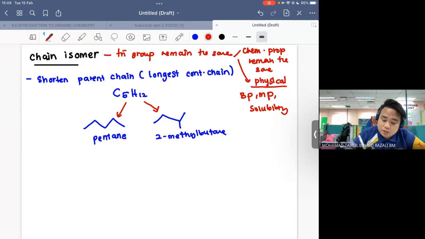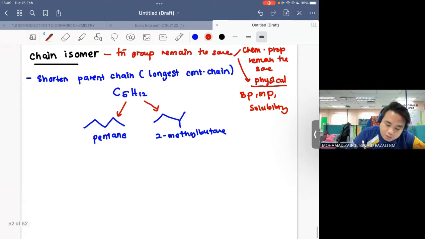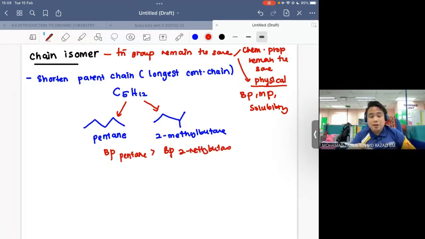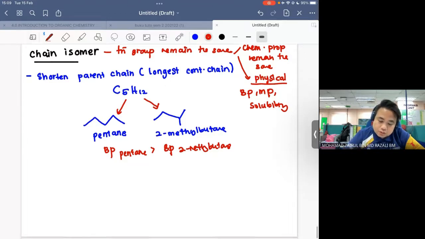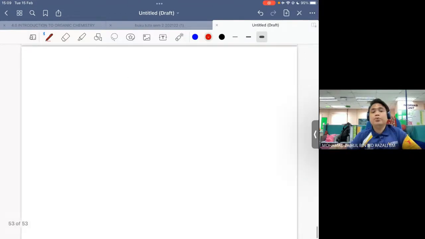Different structure means that they will have different physical properties. For example, the boiling point of pentane is higher compared to the boiling point of 2-methyl butane. The reason is that their structures are different. For this one we will learn in detail when we get to the specific type of organic compound. That's what we know for now. So now, an example I can give for chain isomer.